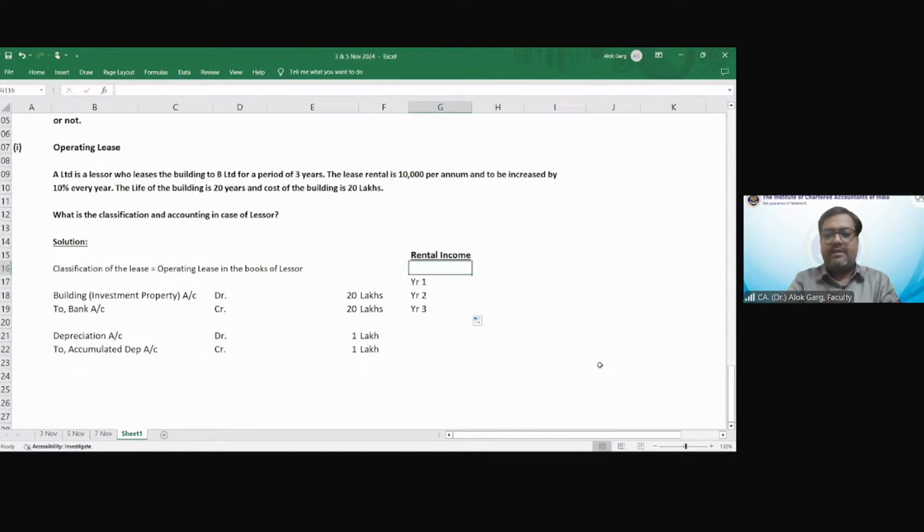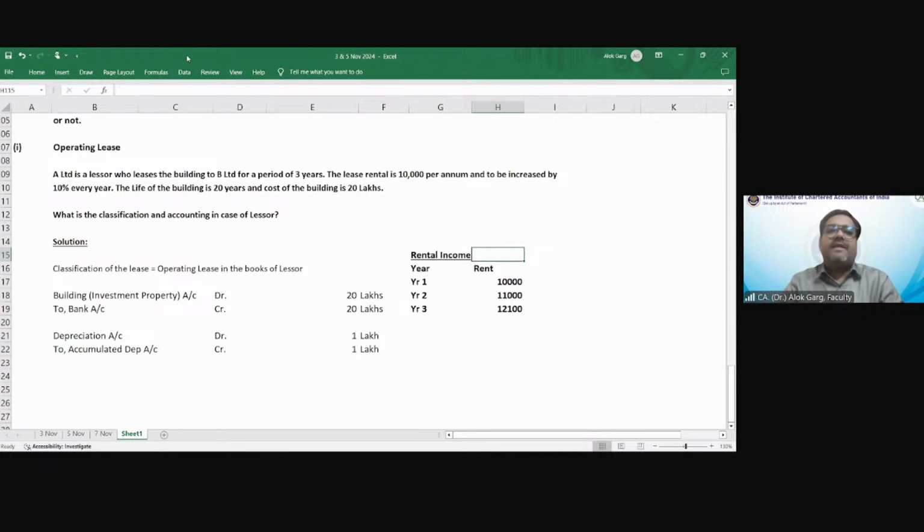This is my year. This is my rent. 10,000 per annum. So next year it will be? 10% increment, 11,000. In the third year it will be 12,100. Right? So how to do the accounting? Tell me. These are the facts which are given. P&L account, sir. Lease equalization.